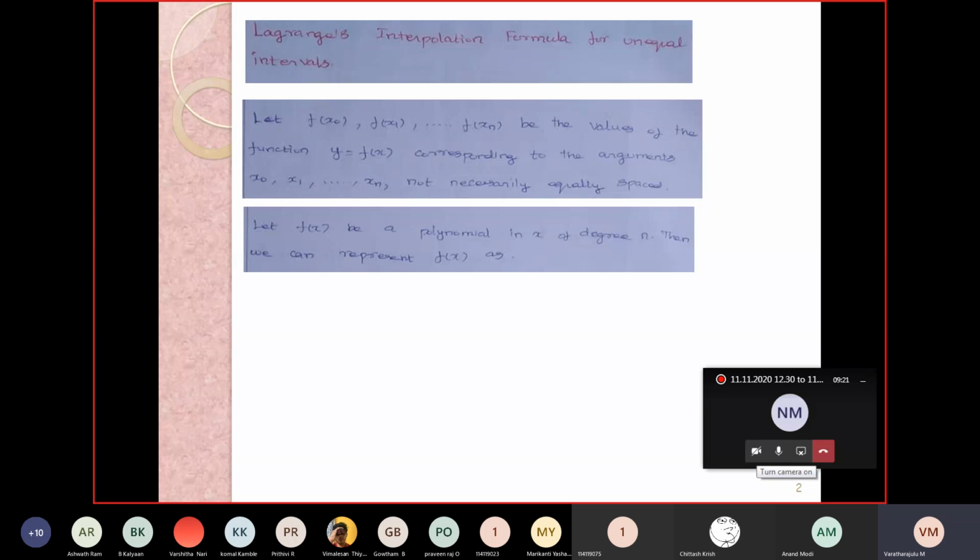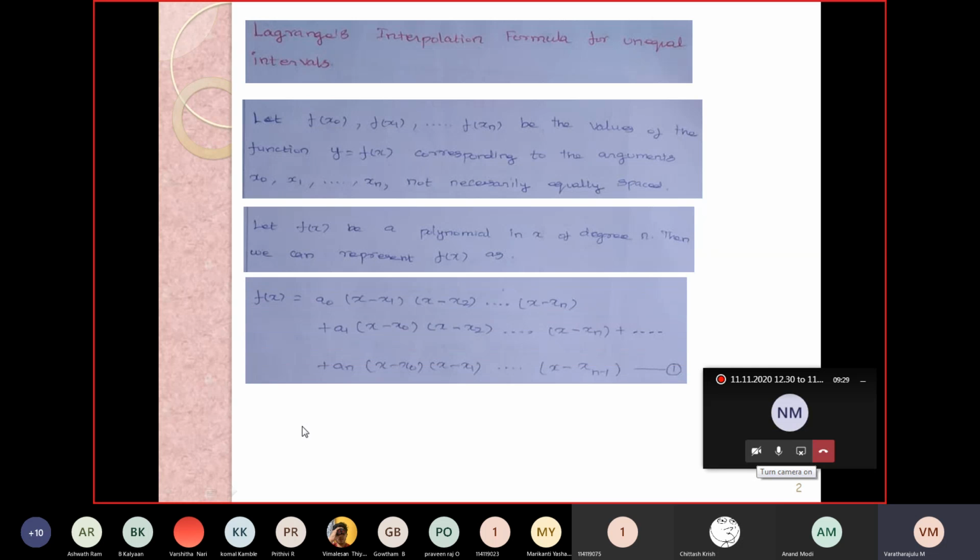And see, this is f of x naught and f of x1 and so on, f of xn be the values of the function y corresponding to the arguments x naught, x1 and so on, xn. And this is not necessarily equally spaced. And let f of x be the polynomial in x of degree n. Then we can represent f of x as a naught into x minus x1, x minus x2 and so on, x minus xn, plus a1 into x minus x naught, x minus x2 and so on, x minus xn, plus and so on, plus an into x minus x naught, x minus x1 and so on, x minus xn minus 1. Let this be equation number 1.